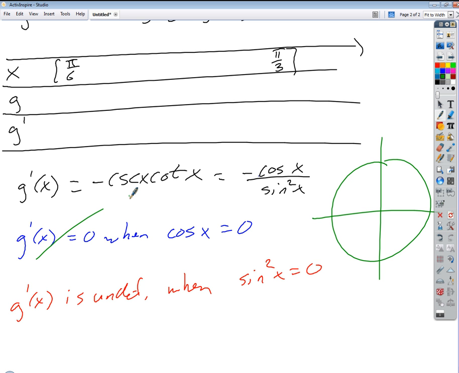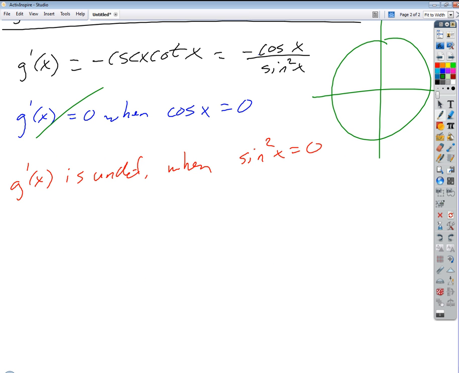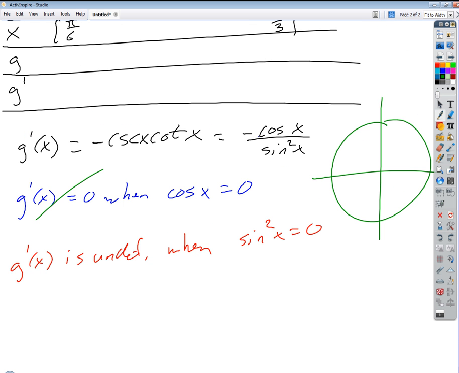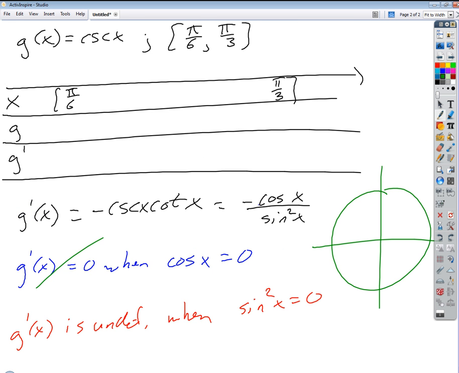Where is it undefined? It's undefined when sine x equals 0. Where does sine x equal 0? 0, pi, 2 pi, etc. Does that happen anywhere on our interval? No. So there are no critical numbers on our interval. What's the only thing we need to do to find our absolute extrema? Just compare the value of the function at the endpoints.